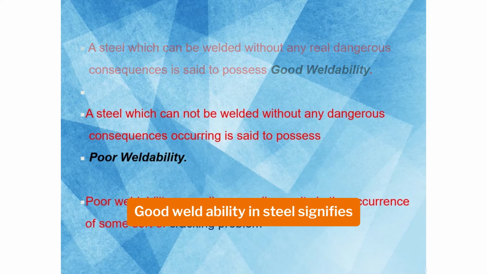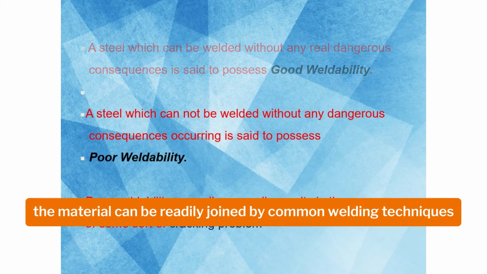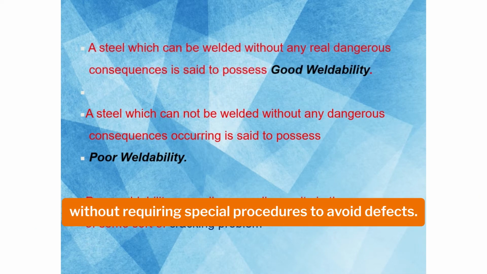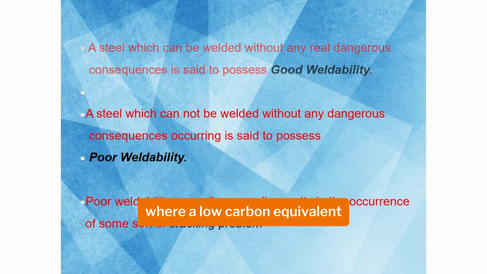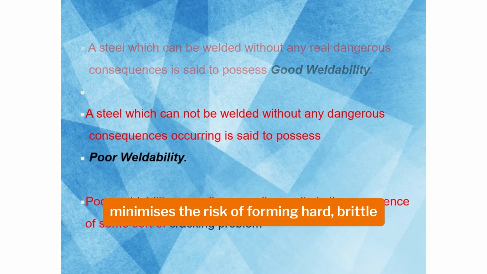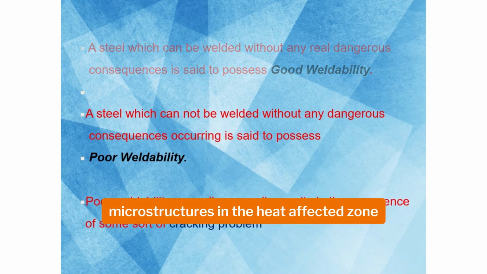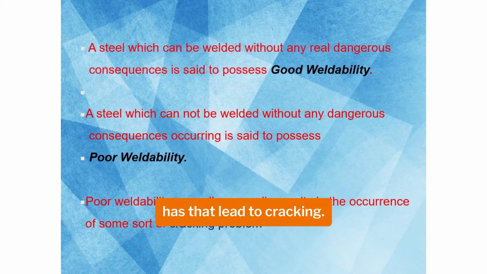Good weldability in steel signifies the material can be readily joined by common welding techniques without requiring special procedures to avoid defects. This characteristic is primarily found in low-carbon steels, where a low-carbon equivalent minimizes the risk of forming hard, brittle microstructures in the heat-affected zone, HAZ, that lead to cracking.